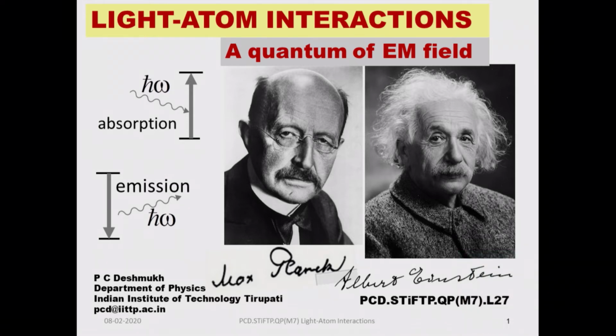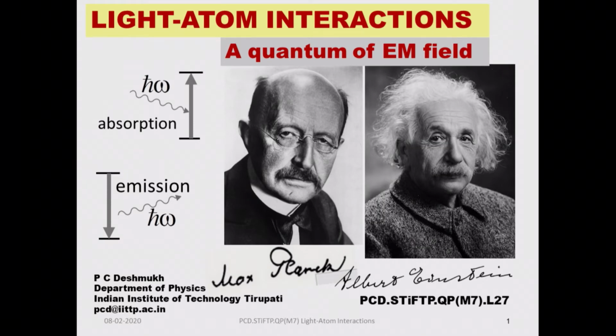you need to talk about a quantum of light, which is the photon, and the story to that extent begins with Max Planck in 1899, December 14th, I think. He proposed the quantization of the electromagnetic field to explain the black body radiation, and then in 1905 Einstein explained the photoelectric effect using the quantum of light.